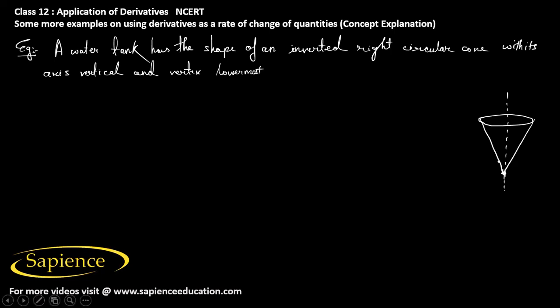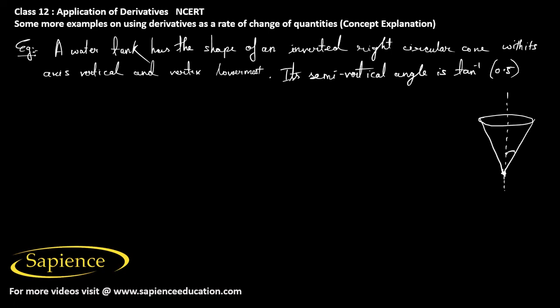Its semi-vertical angle is tan inverse 0.5. It means that the semi-vertical angle is this angle. Let's say this is alpha. So alpha equals tan inverse 0.5. So I can say that tan alpha will be 0.5 here. Semi-vertical angle, so the full vertical angle will be 2 alpha.